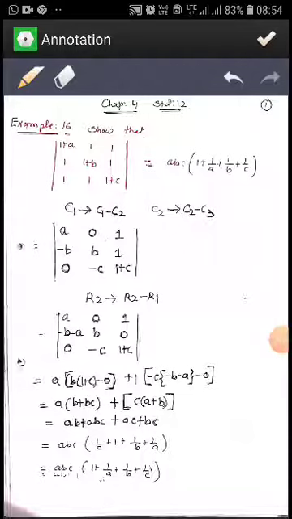Now example 16, it is an important sum. So again, C1 minus C2 and C2 minus C3. So by taking C1 minus C2 we will get this determinant. Now R2 minus R1, we will get 0 here, here B, here minus B minus A. Now open the bracket with the help of first row. So A into B into 1 plus C minus C into minus B minus A.